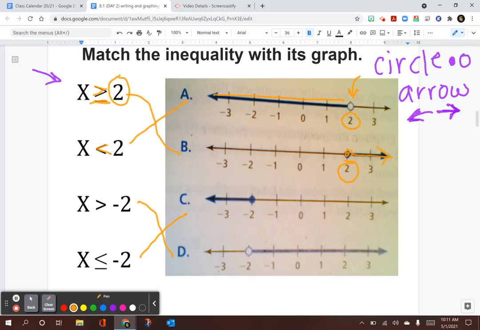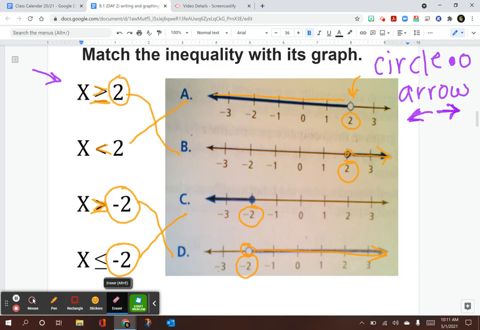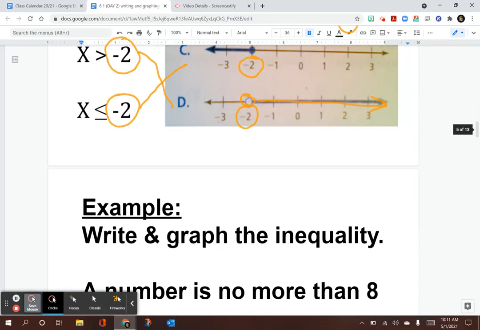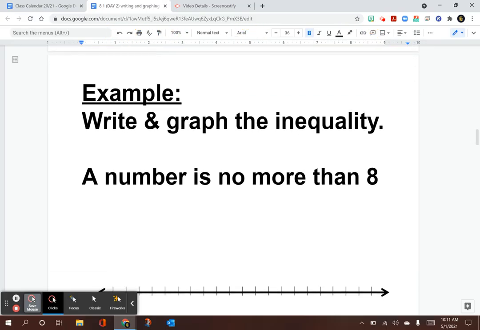And the next inequality, x is greater than a -2, notice that we began at the -2 for the next 2 options, but for this one, we're heading to the right, and our circle stays opened because we're not including -2 in this solution set. And the last one here, we looked at x is less than or equal to -2, so we would need to choose the graph that is closed and heads left. How'd you do on that one? Are you able to match each inequality with the correct graph?